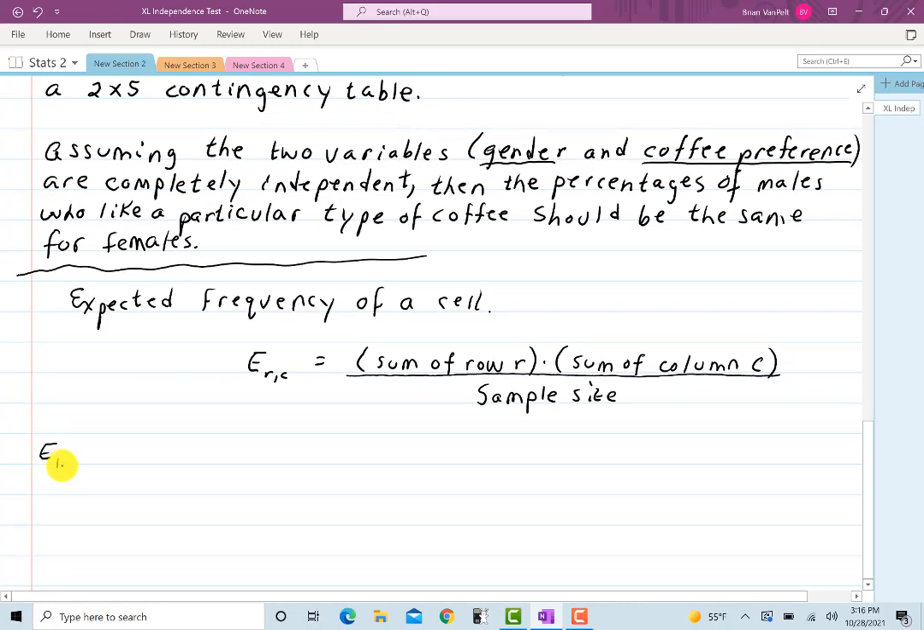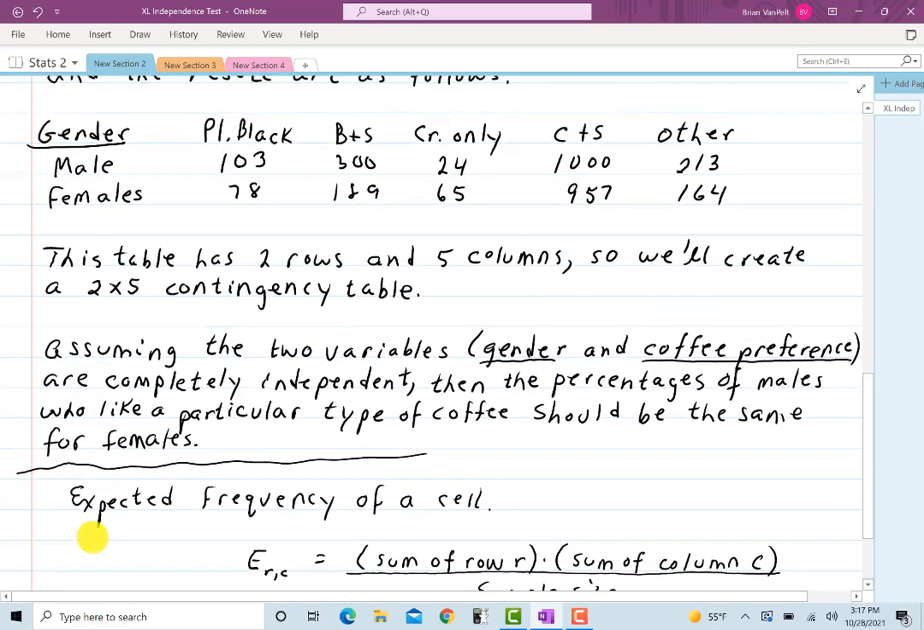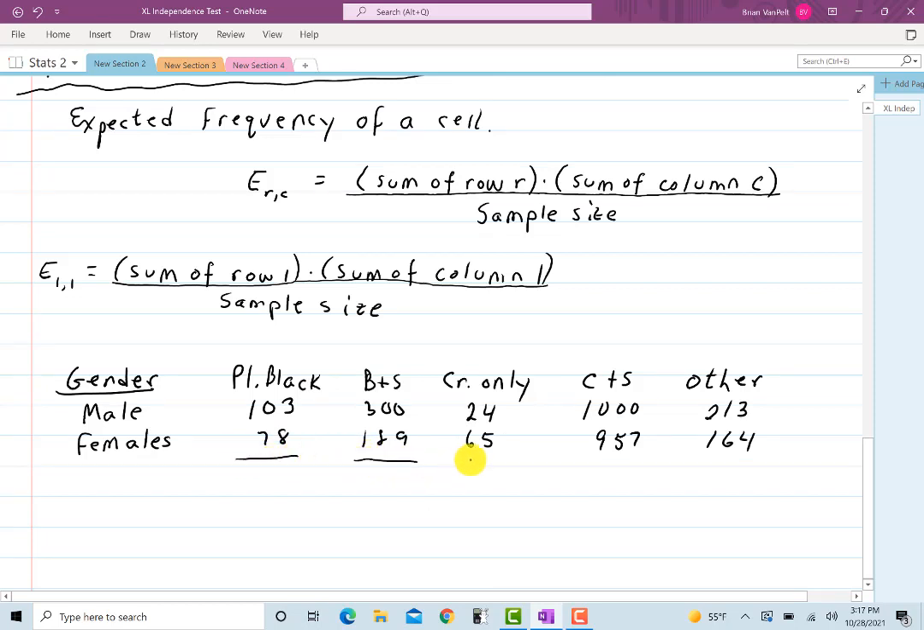Let's start with E 1, 1. So I'm going to go across row 1, the sum of row 1, times the sum of column 1, and I'm going to divide by the sample size. Before I can do this, then, I need to get the sum of row 1 and the sum of column 1. In fact, I need to get the sum of all the rows and the columns. So I'm going to grab our table, and we'll go from there. So let me add up every single column and then every single row.